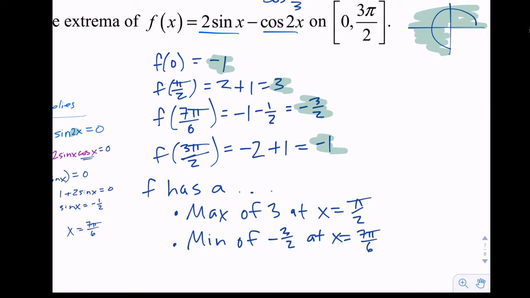So both of those were on the interior, weren't they? Both of them were at critical values. The endpoints were both negative 1, and if that had been the minimum value, then of course we would just say it occurs at 2 different places. So here's what the graph looks like.